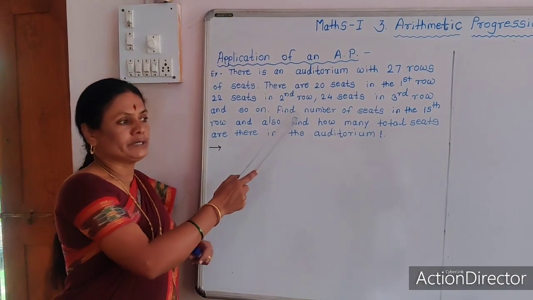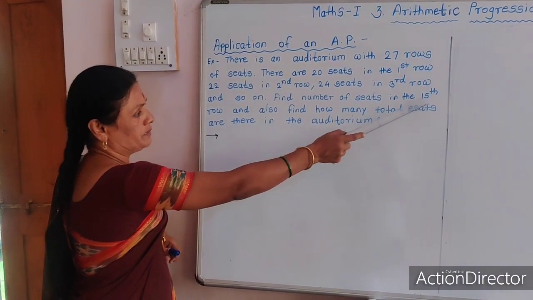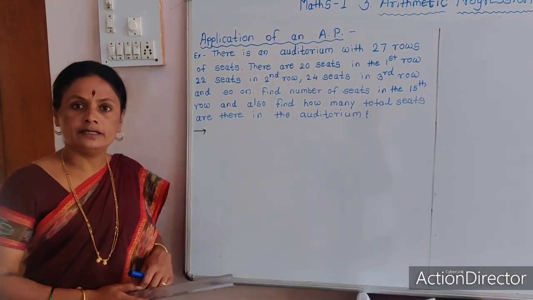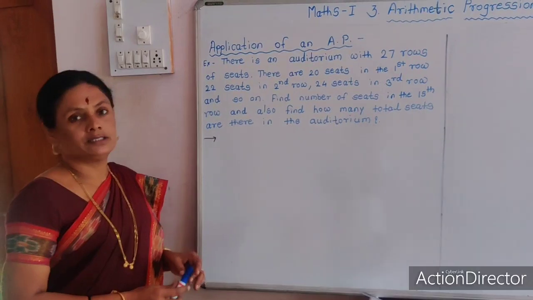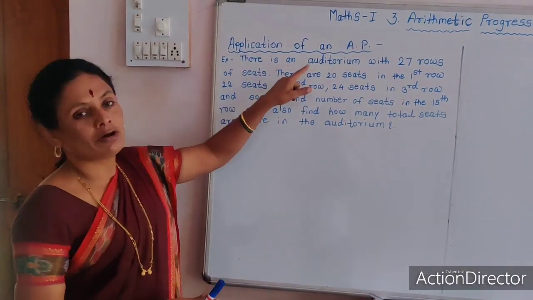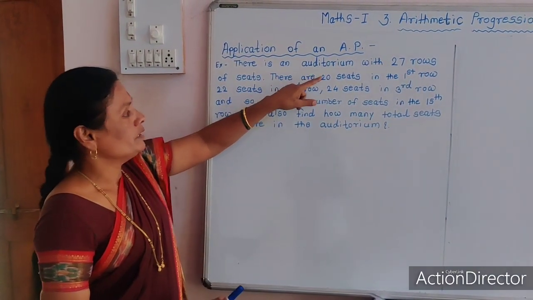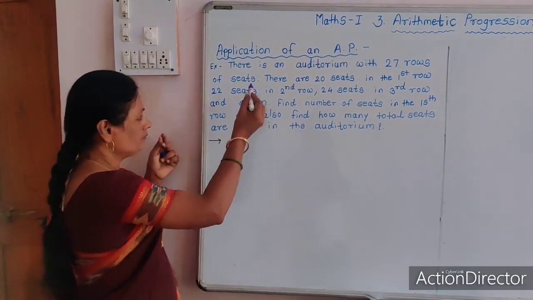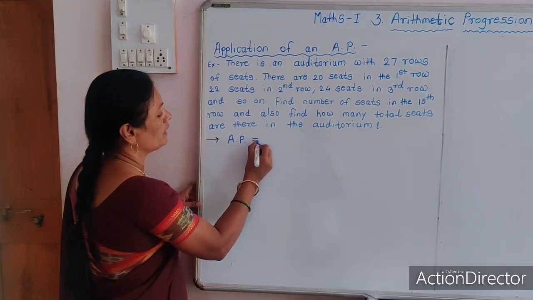Here two questions are given. The first question is to find the number of seats in the 15th row, and the second question is how many total seats are there in the auditorium. This example is based on the formula of Tn and the formula of Sn, and therefore this is an application of an arithmetic progression. Here we are given that the auditorium has 27 rows, and the first row has 20 seats. Therefore from the given information we write the AP.